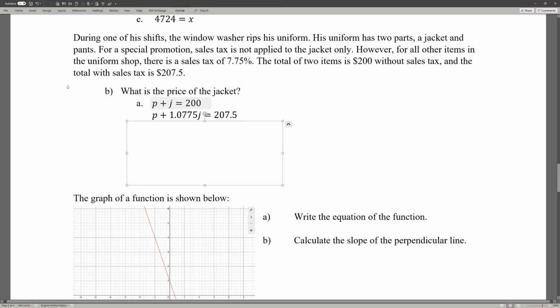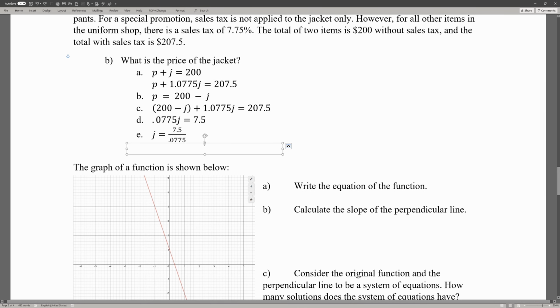Then we solve for one variable. In this case, I'm going to solve for p on the top equation. So p is equal to 200 minus j. Then what we could do is substitute what we solved for p into the second equation. So this is the value of p that we just solved for, in that second equation. And then let's simplify the equations. So we have constants on one side and variables and their coefficients on the other side, and divide out the coefficients. So finally, J is equal to $96.77. That is an expensive jacket.